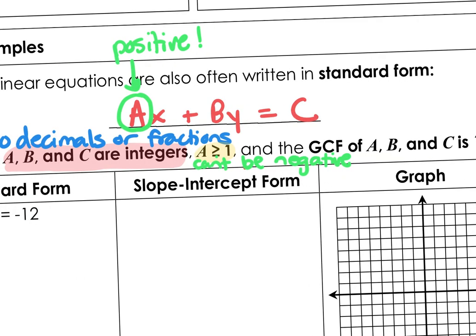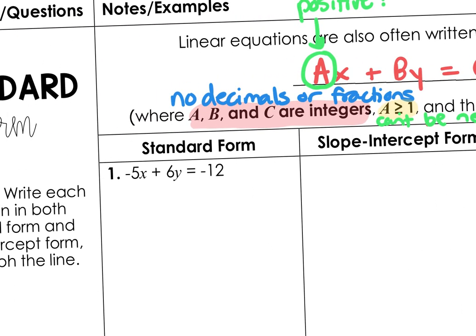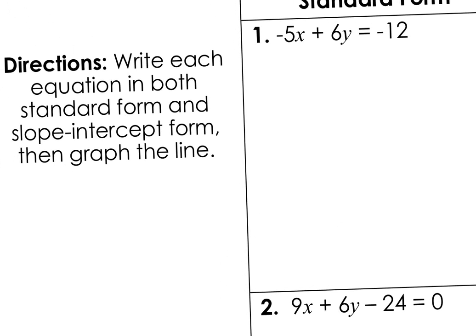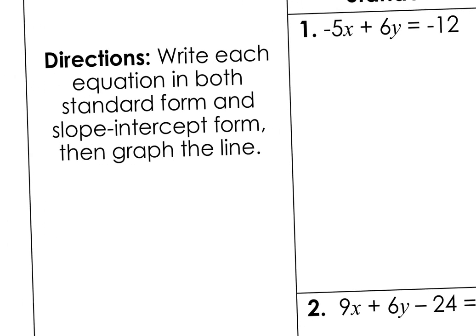Again, you have seen this before in Algebra 1, maybe even in pre-algebra. It's not as common as slope-intercept form, but we do need to know how to work around with this. All right, so let's take a look at example 1. It says directions, write each equation in both standard form and slope-intercept form, then graph the line.